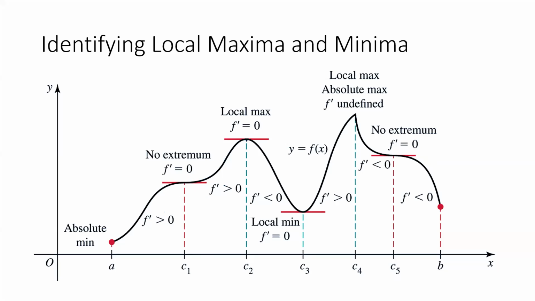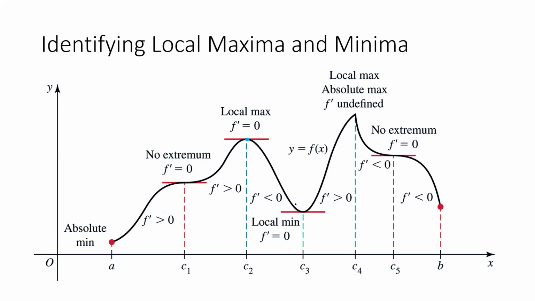Then we get to this critical point here, where we see it's increasing before it gets to that point, and then is decreasing after it. So at that point, we have a local max. It's a critical point because it's got a horizontal tangent. It's increasing before, decreasing after, so we know that makes it a local max.